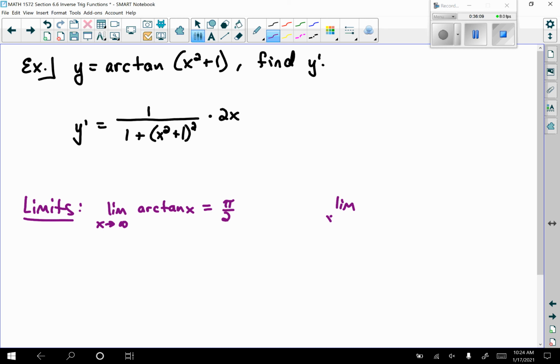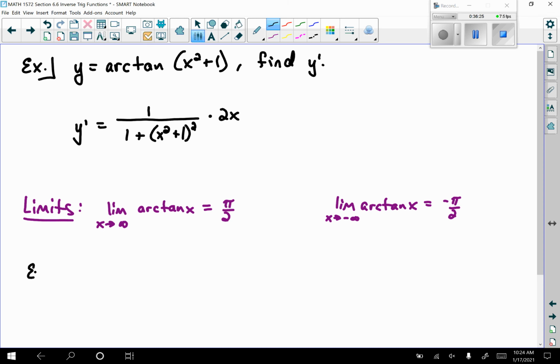And then the limit as x keeps decreasing without bound of arc tan x. What do you think that's going to equal? As we keep going to the left, we're going to go down to negative pi over 2, but we don't get any lower than that.